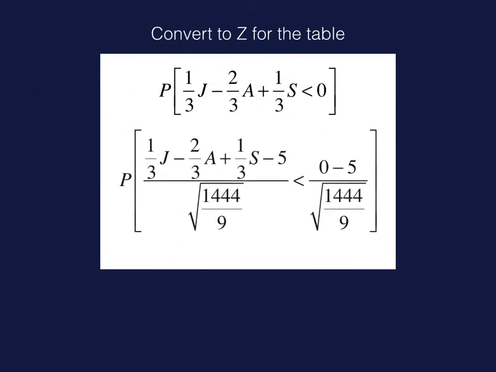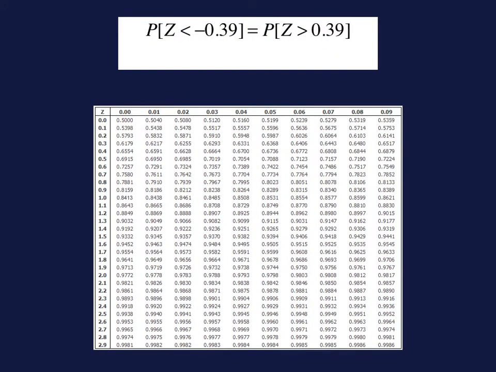All right, so making the z, I have to subtract the mean of 5 on both sides and divide by the SD, which is the square root of the variance. And what I end up with is z less than negative 0.39. So go to the z table, look up 0.39. And the area to the right is therefore 0.3483, and that's the answer.